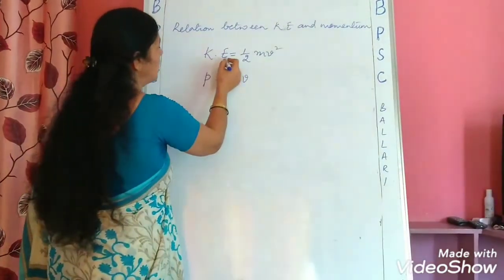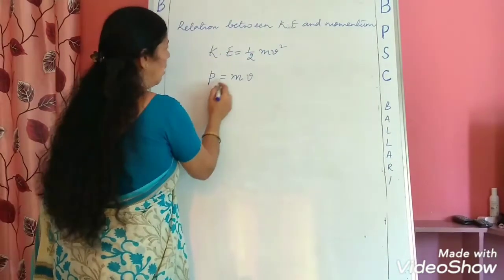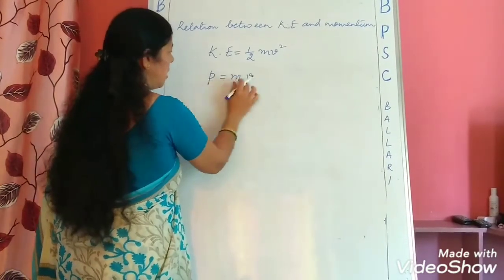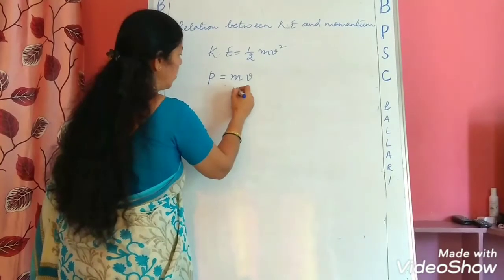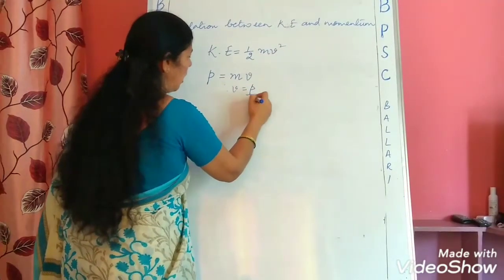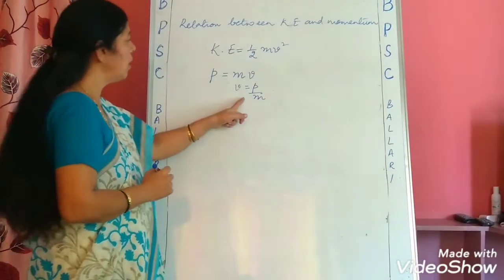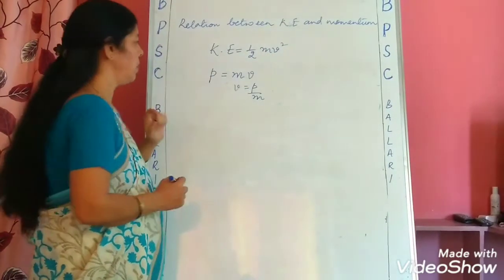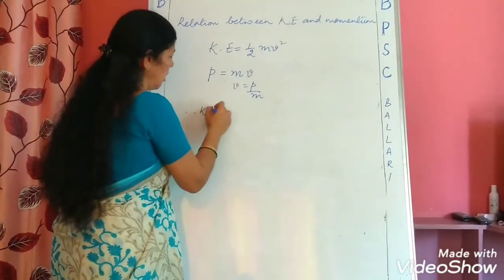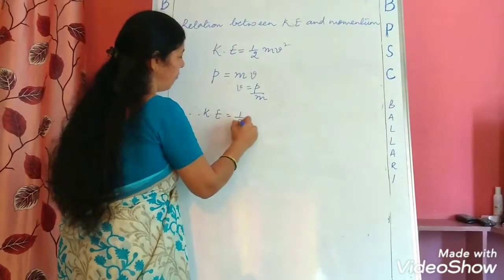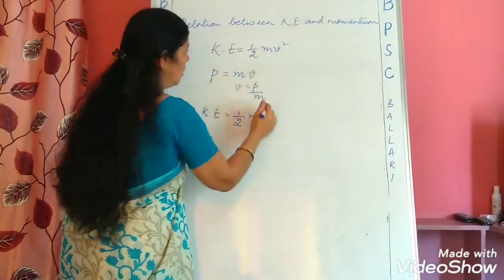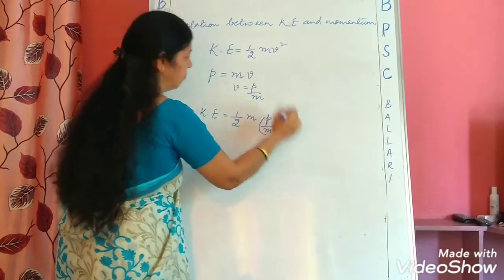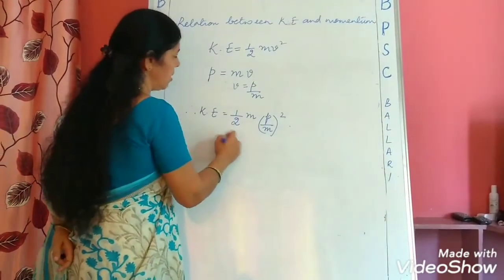So kinetic energy K is equal to half mv square, P is equal to mv. Therefore, from P is equal to mv, what will v be equal to? V is equal to P by m. Now, what I will do? I will substitute the value of v in the kinetic energy expression. Therefore, kinetic energy will be equal to half into m into, it is v square, so it will be p by m whole square.